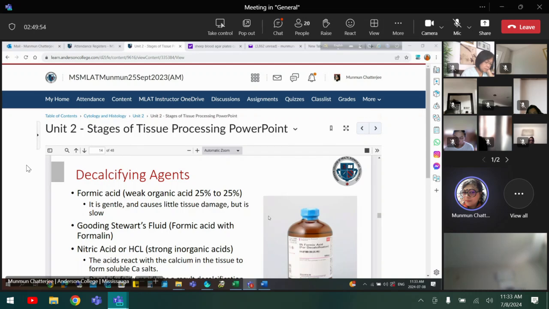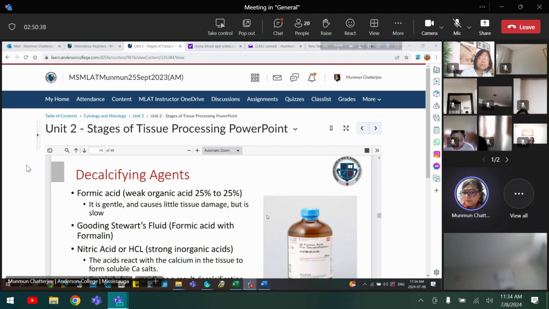What are the decalcifying agents? Formic acid. Formic acid is a weak organic acid. It is gentle and causes little tissue damage, but it takes time. It's weak, so it's going to take time. It's organic, 25%. It is a good one, but it takes a long time. It's a very gentle decalcifying agent. Gooding Stewart's fluid, what is that? It is formic acid and formalin.